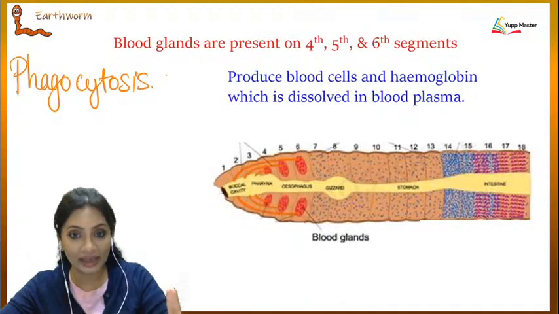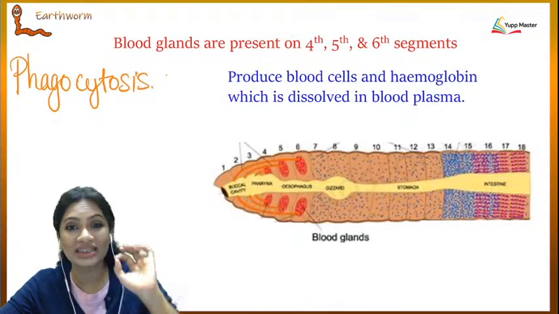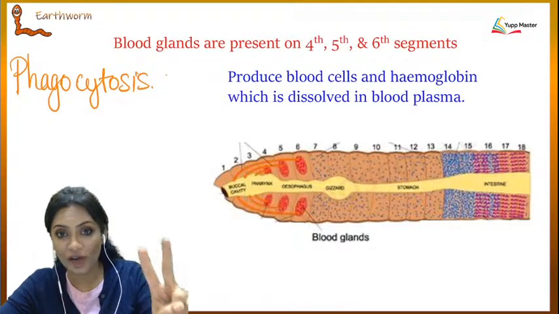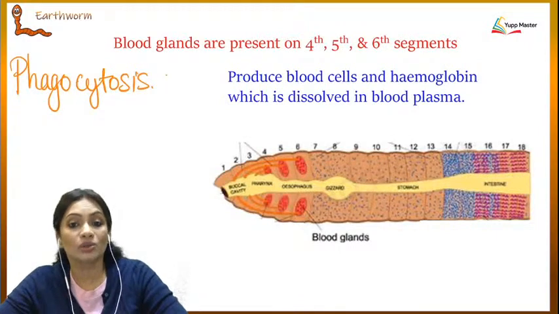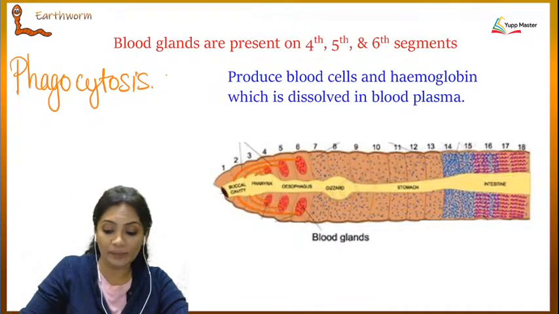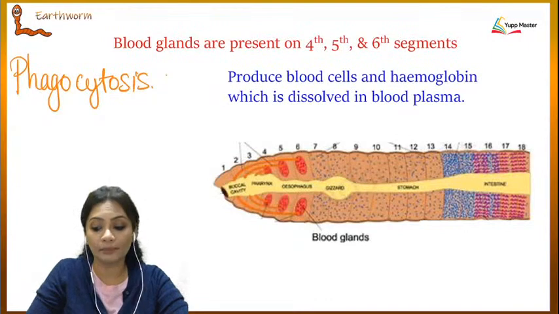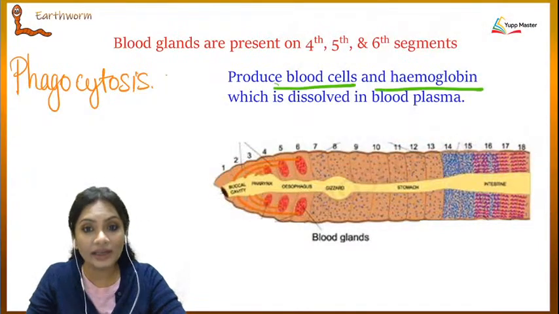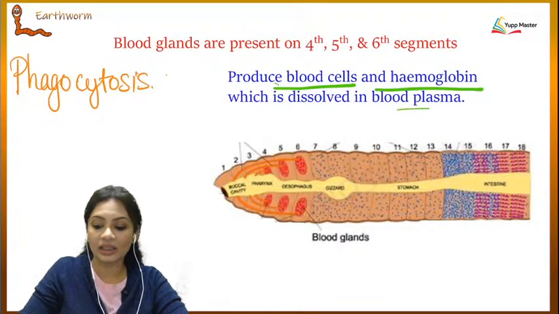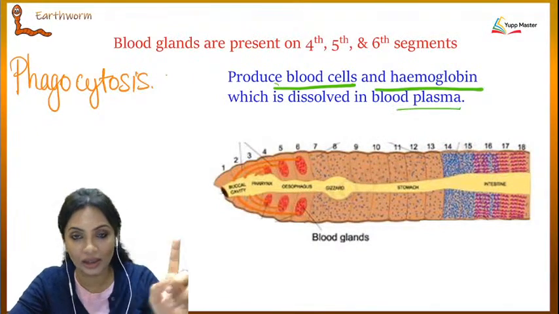Okay, so blood glands, where are they present? On segment number 4, 5 and 6. They are present in pairs, remember this. Okay, so what do they produce? Two things. First, they produce blood cells, and second, they are producing hemoglobin. All right, blood cells and hemoglobin. Where is the hemoglobin found? In the plasma, not in a cell.